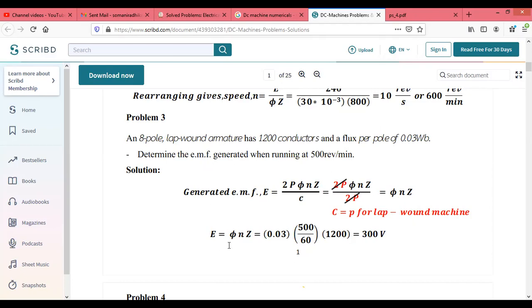We are having the phi value, we are having the Z value, we are having the value for EMF they have given. We are supposed to find the EMF equations. We are having the value for speed also. The value of speed is given. We are supposed to find EMF. Phi is there, Z is there, N is there. Phi we are having here is 0.03 Weber.